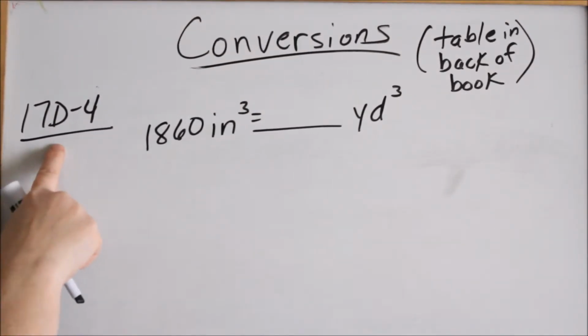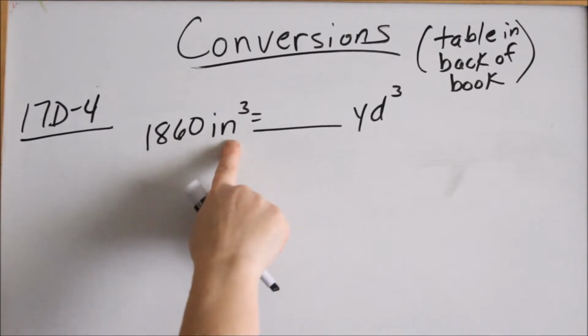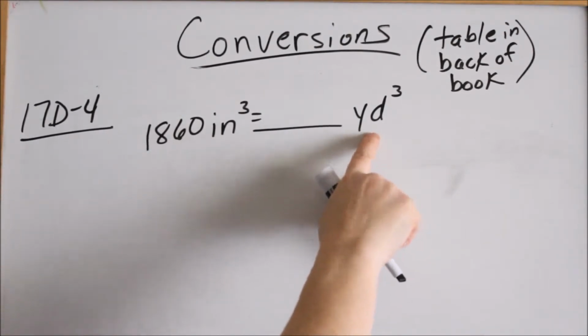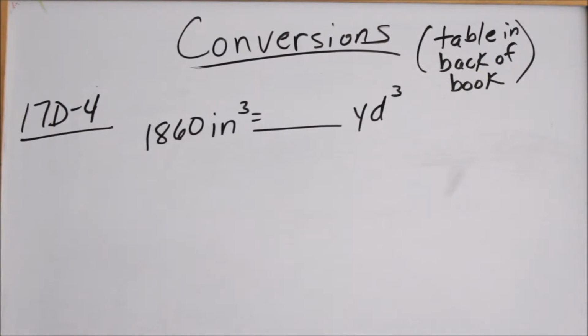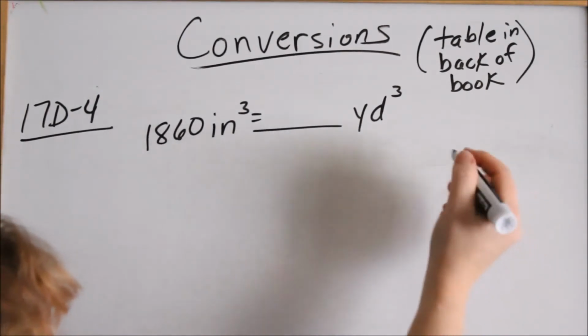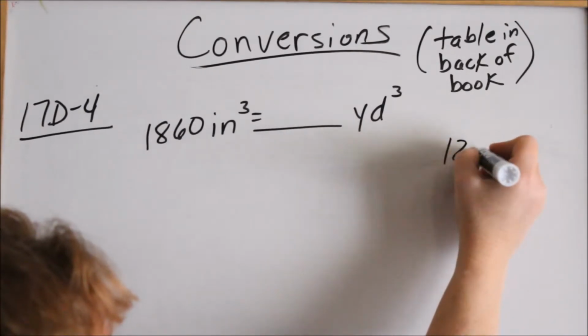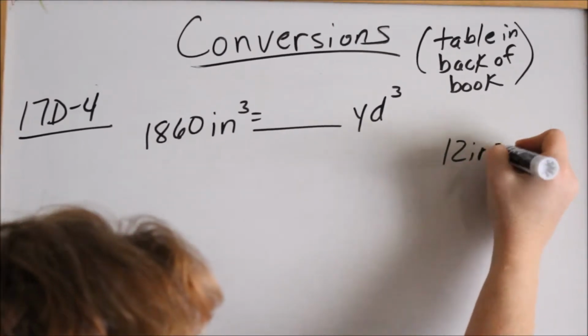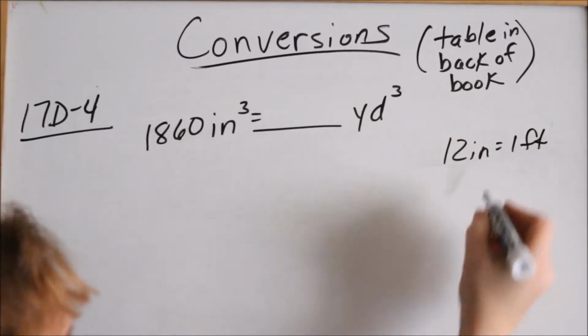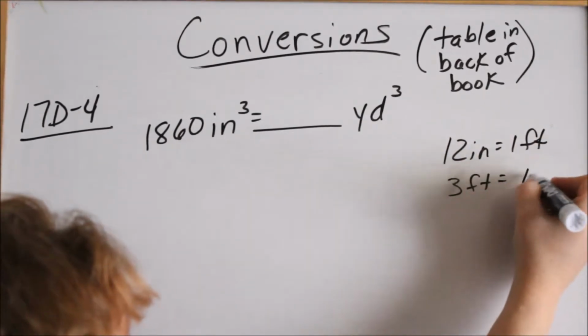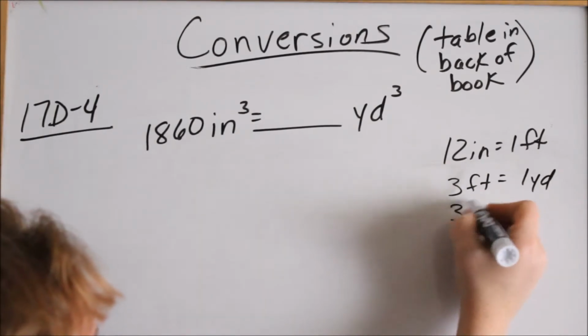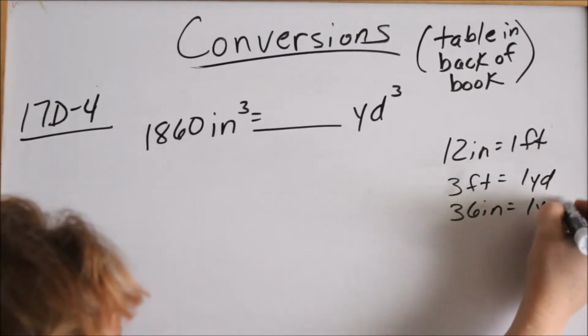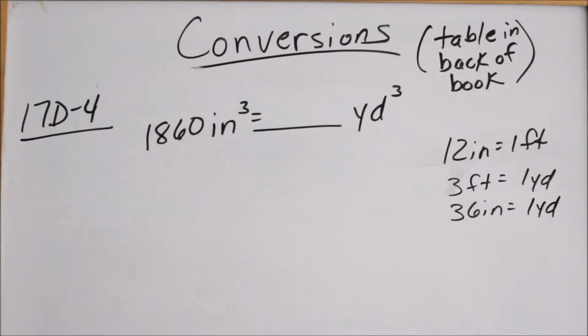Okay, we're looking at 17D4. We have 1,860 cubic inches, and we are converting to a cubic yard. If you don't know how many inches are in a yard, you can go from inches to feet and then feet to yard. But I am hoping that most of you will know that if there are 12 inches in 1 foot, there are 3 feet in 1 yard. Most of you will know that there are 36 inches in 1 yard. So we're just going to go for the fact that you know that there are 36 inches in a yard.